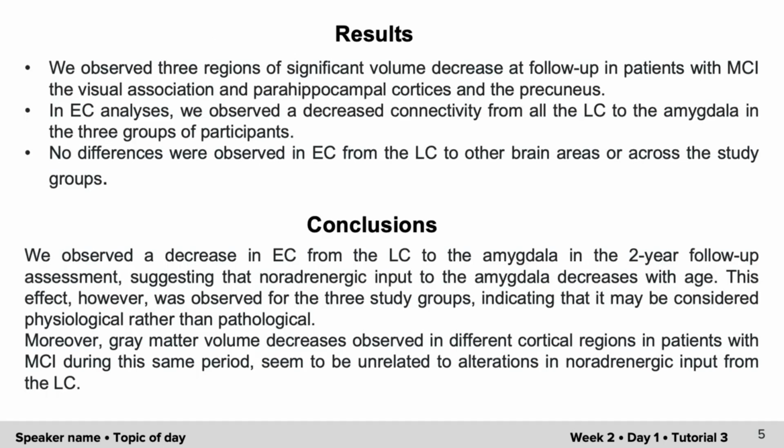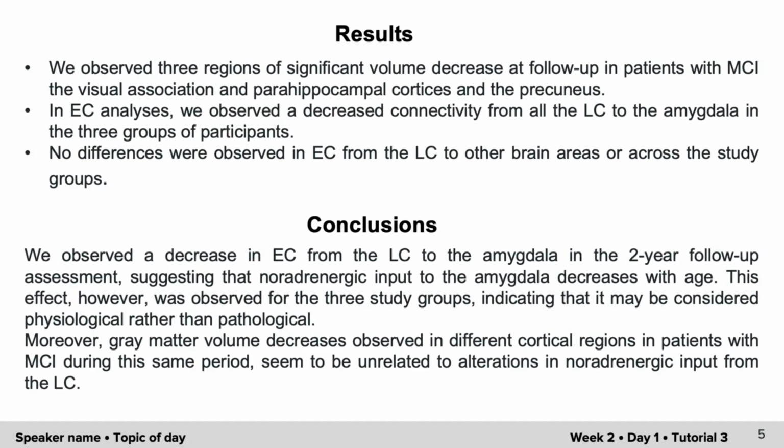So this is a preliminary result, but I would like to remark on 3, maybe the most important. We observed 3 regions of significant volume decrease at the follow-up in patients with MCI: the visual association and parahippocampal cortices and the precuneus. In the effective connectivity analysis, we observed a decreased connectivity from the locus coeruleus to the amygdala in the 3 groups of participants. No differences were observed in effective connectivity from the locus coeruleus to other brain areas or across the study groups.